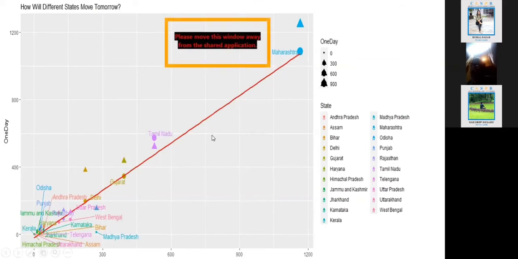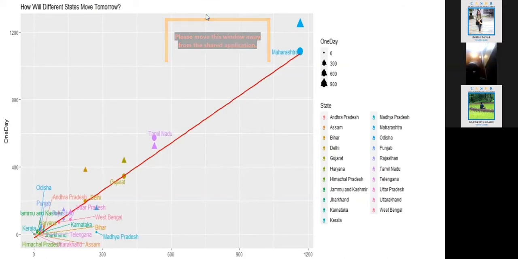So basically what we did, and what came out in the media last time, was that we estimated carrying capacities for a large number of states. And depending on doubling rates, we asked how long it will take to approach those carrying capacities. And I think we were fairly right in the case of Kerala, Himachal Pradesh, and Telangana.